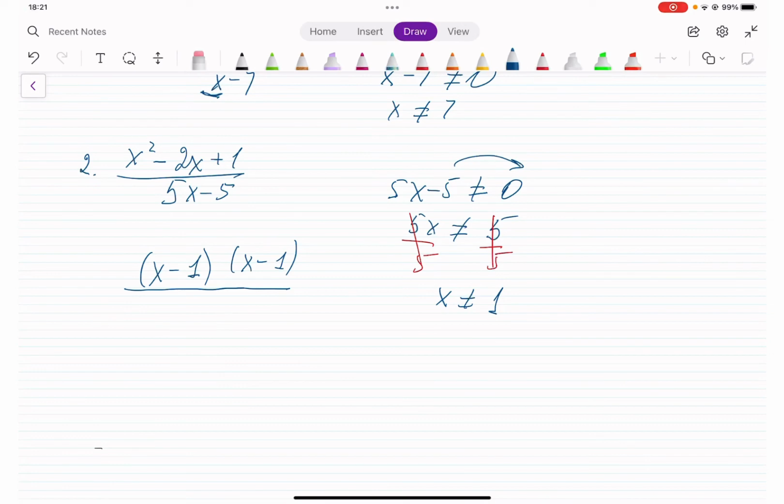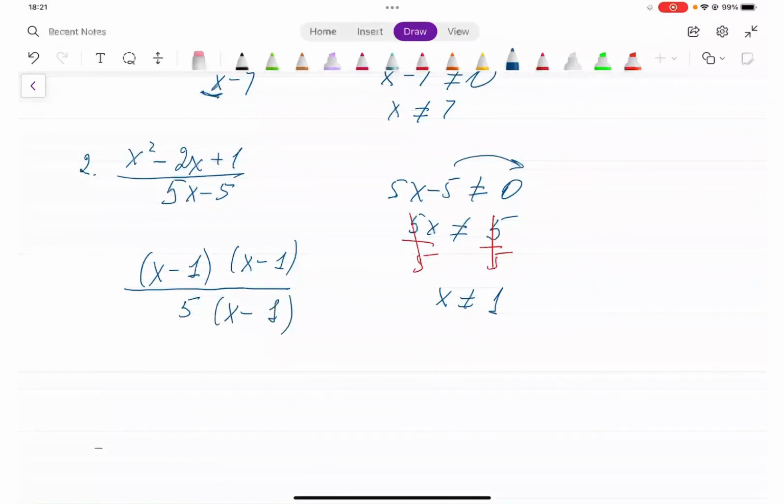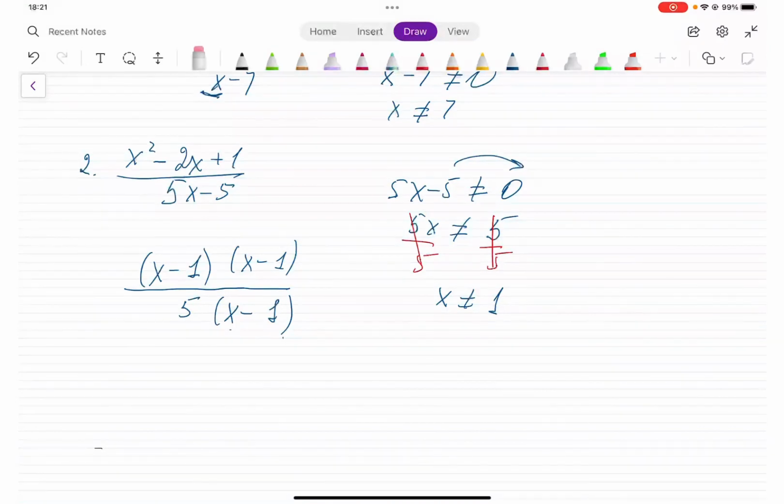So x minus 1 times x minus 1, and in the denominator, taking 5 out as a common factor, I will have x minus 1, right? So 5x divided by 5 will be x, and 5 divided by 5 will be 1. So once we take 5 out, we have x minus 1. Let me double check the numerator, how I did.